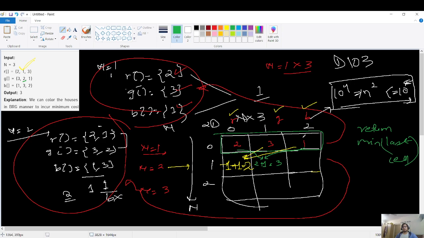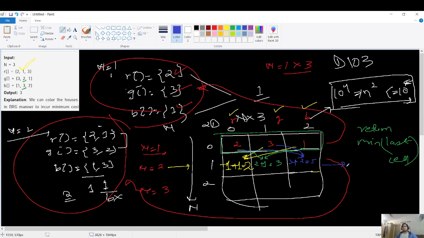Similarly, for the third and last possibility, we start from the blue color. So if we start from the blue color, what is the cost for coloring it? The cost is 3 as of now, as mentioned in the array. So I will take 3, plus I need to consider one more house. I will take the minimum of the remaining colors, that will come from the adjacent two cells, right? The remaining two cells, so the minimum will be 3 plus 2, that is 5.